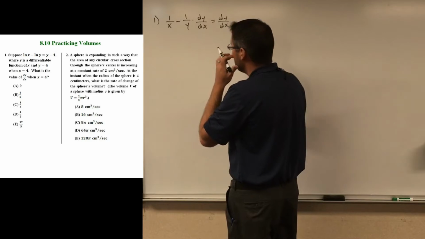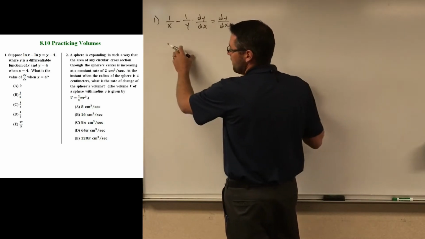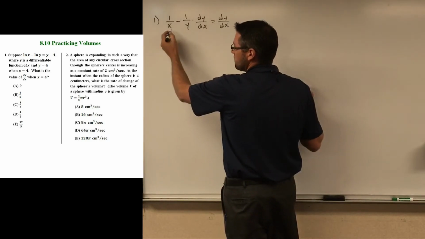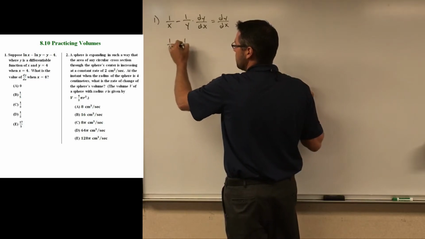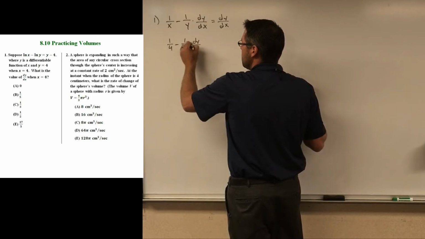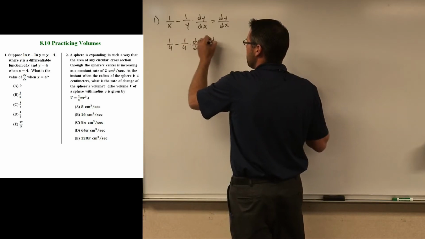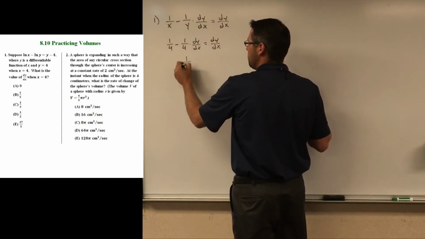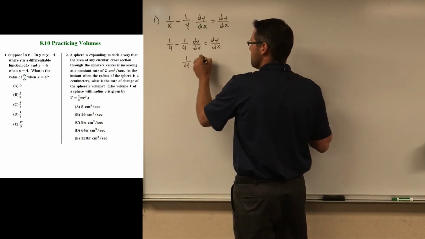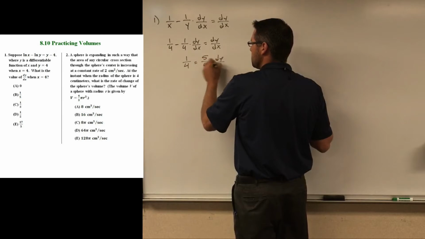And then we're looking for dy/dx, so we're just going to plug in these values. It says when y equals 4, then x equals 4. So it's going to be 1 over 4 minus 1 over 4 dy/dx equals dy/dx. What do I do now? So I got 1/4 equals 5/4 dy/dx.